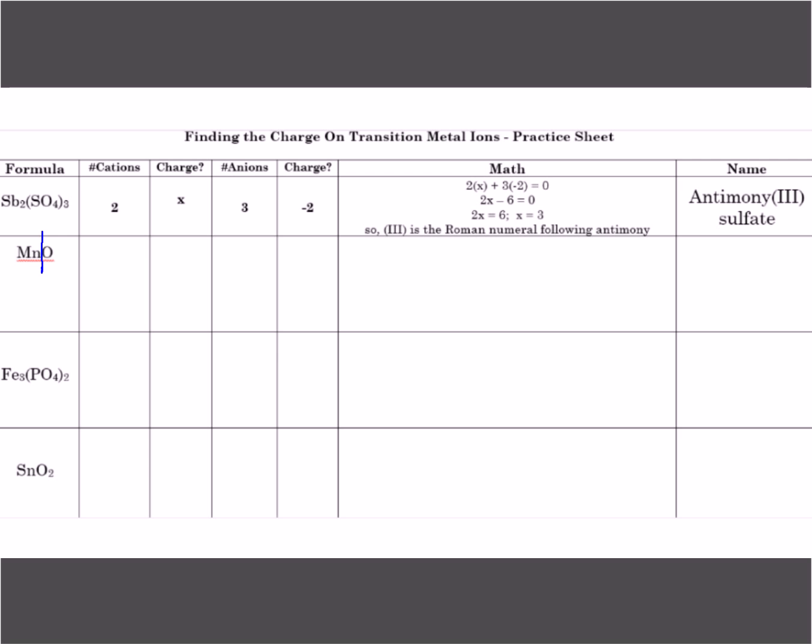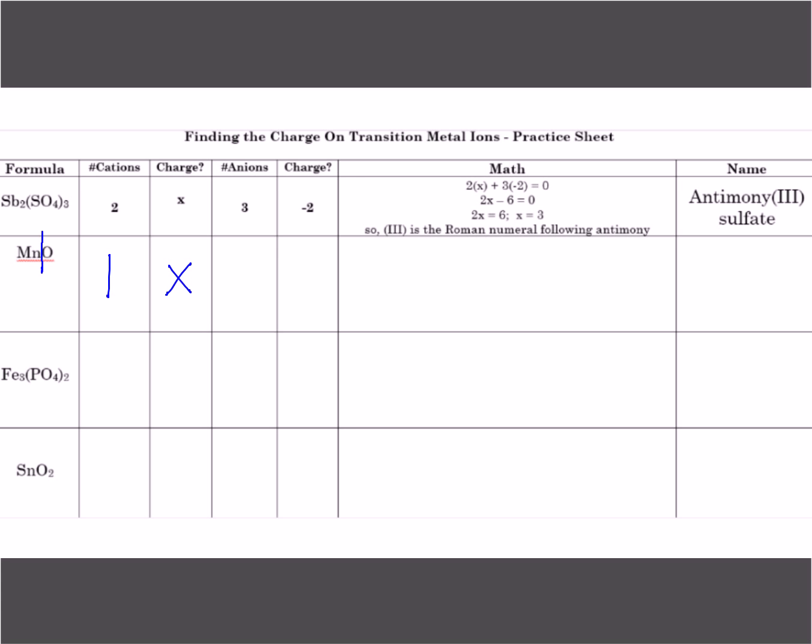Manganese. What's my anion? Oxygen. Okay, so how many manganese ions or atoms do I have in this formula? 1, right? Do I know its charge? No, because it's a transition metal. So we're always looking for the charge of the cation because it's a transition metal here.